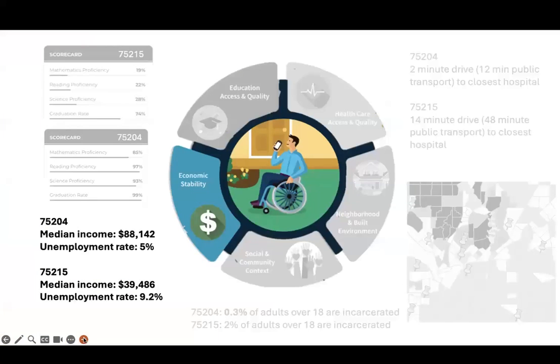What are the factors contributing to this health disparity in this example? The first is economic stability. Economic stability includes employment, stability of employment, as well as income, poverty, expenses, debt, medical bills, and food insecurity. We can see in this example, between these two areas, a pretty stark difference in income, with the area that has a higher life expectancy having almost twice the median income and half of the unemployment rate.